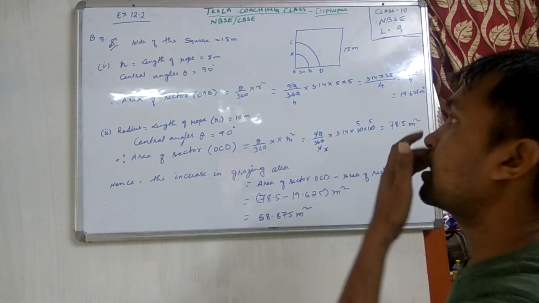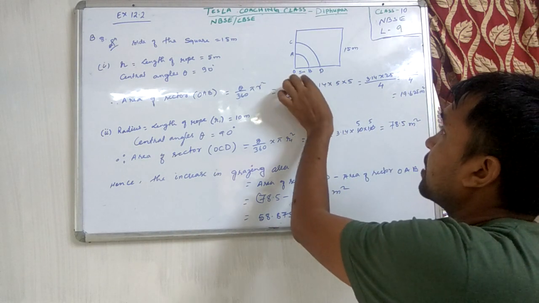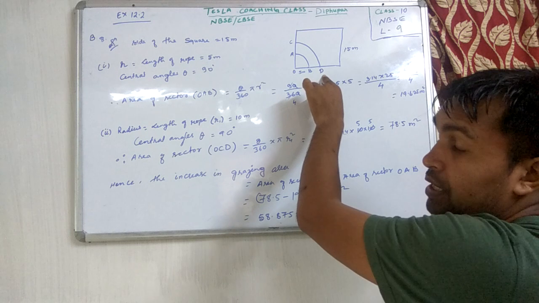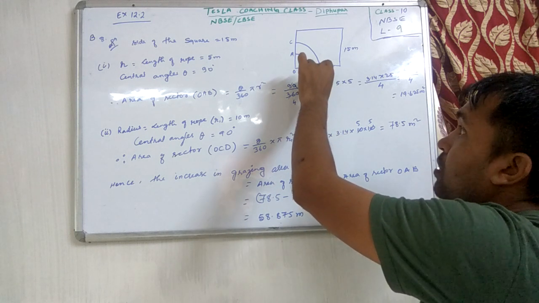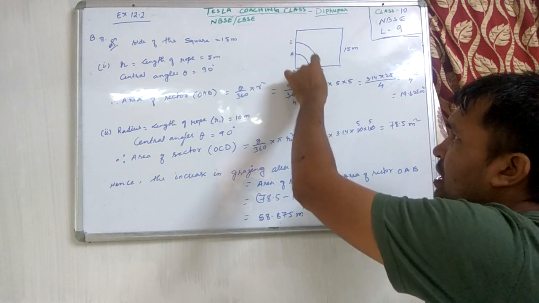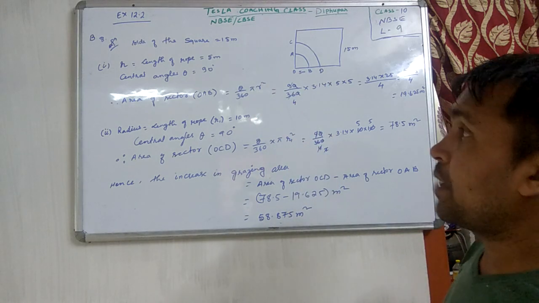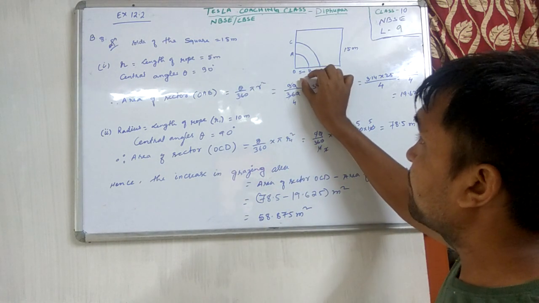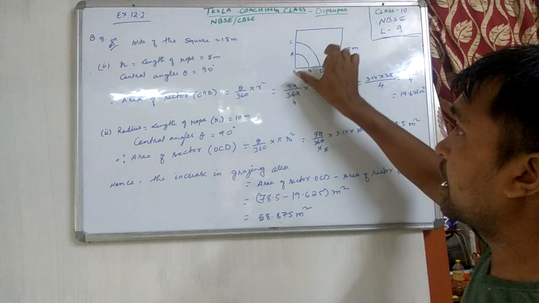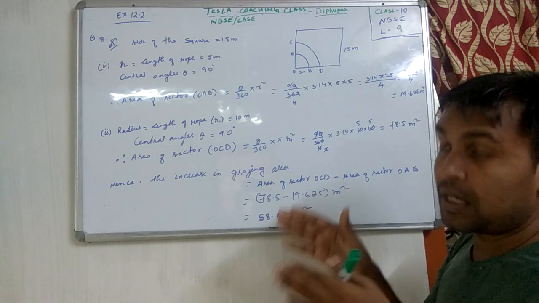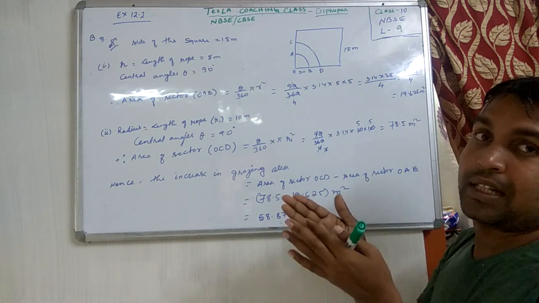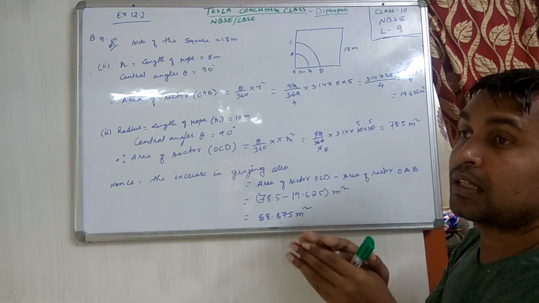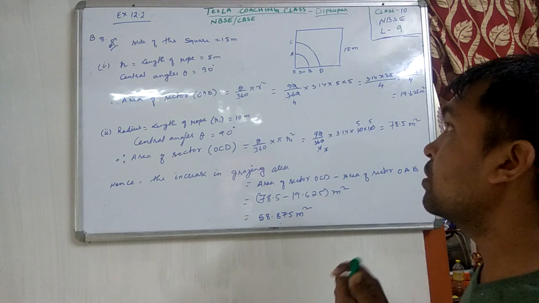In the second case, they are telling us that if the length is doubled, that is 5, then it will become 10. If the length is 10 meter, then where can the horse graze? The horse can graze up to this section. So they are telling us to find out when the length is 5 meter, how much area it has grazed, and when the length is 10 meter, how much area it has grazed. When we increase the length of the rope, what is the increase in grazing area? We are going to find it out.